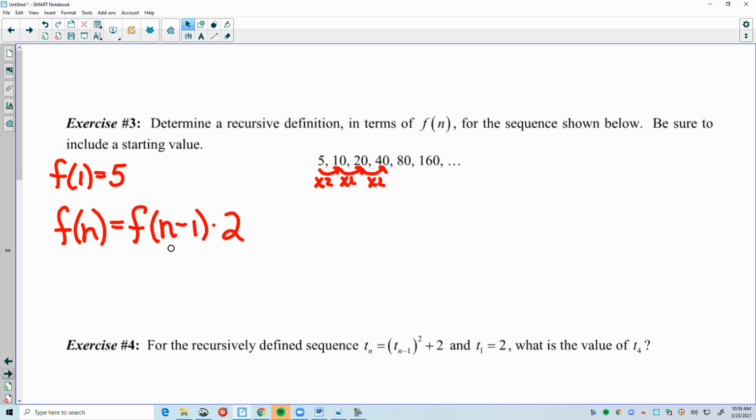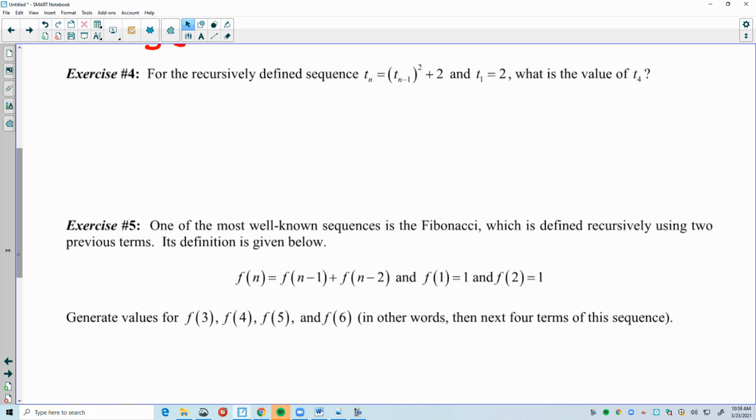Okay, so for your recursive, you're always going to have n minus 1, meaning the term before it. So again, if I wanted to try this out to find my second term, we could experiment, and I could say if I wanted f of 2, I need the term before it times 2. Well, f of 1 is 5, times 2 gets me 10. So that looks like that's good. And again, I would recommend trying a couple more, but I'll let you try that on your own.